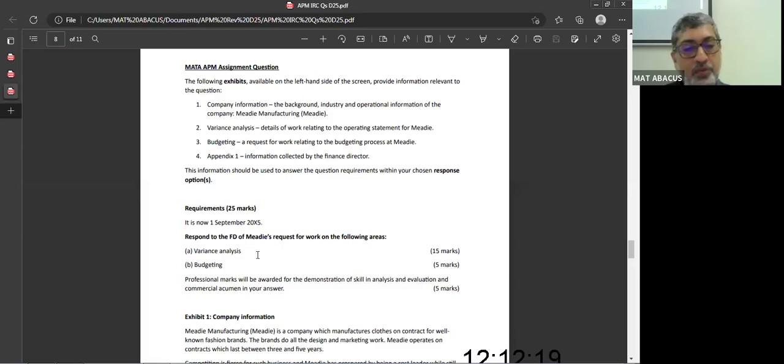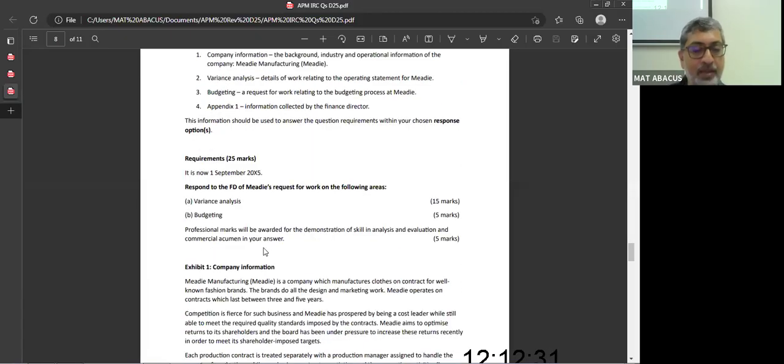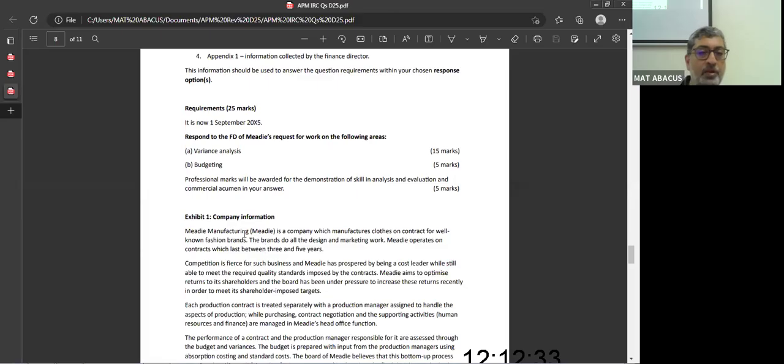2 questions, 15 marks for doing variance analysis and 5 marks for budgeting. Again, as you see, respond to the FD of MEDI's request for work on the following areas, but what is exactly to be done can only be found when you read the scenario. And there are 5 professional marks.